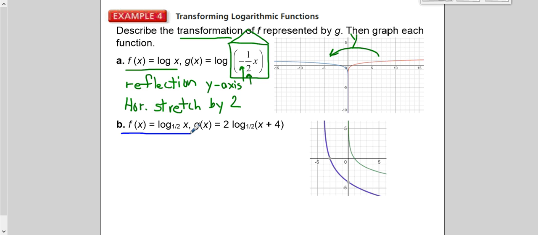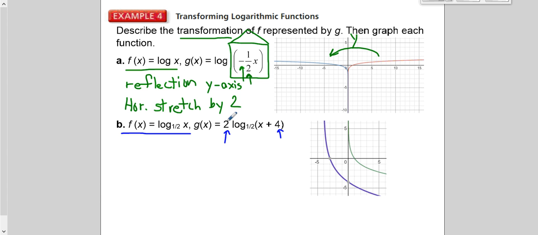Pay attention to what the starting function is. Log base 1/2 of x. So the new numbers are the 4 and the 2. I don't even want you to really think of these as logarithms. The transformation part is the same as all the other functions we've learned previously. Multiplying out front by a 2, what does that do? Write it down. Adding 4 inside the house, what does that do? Which way does it shift? Write it down.